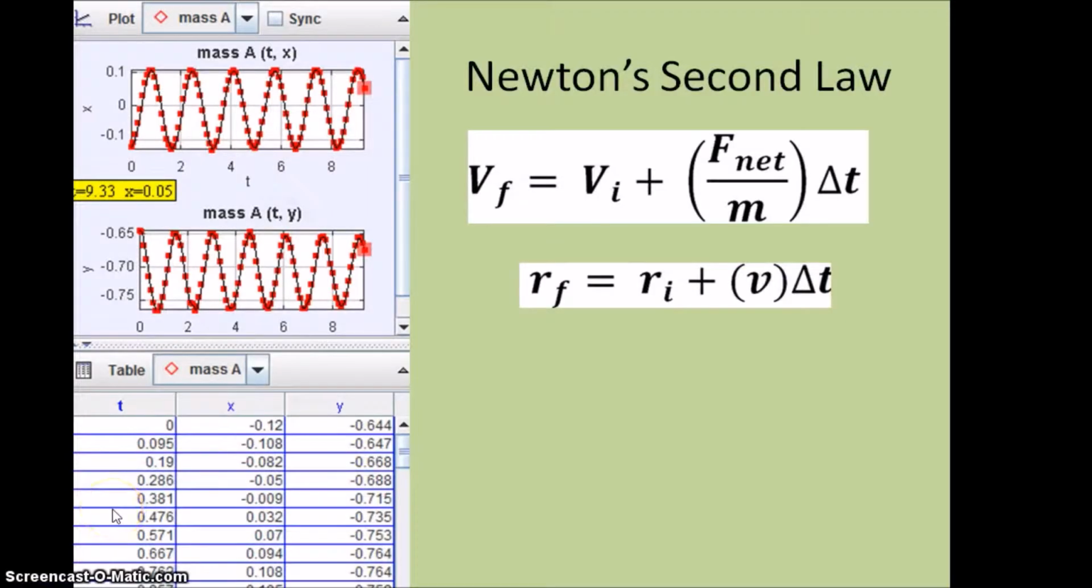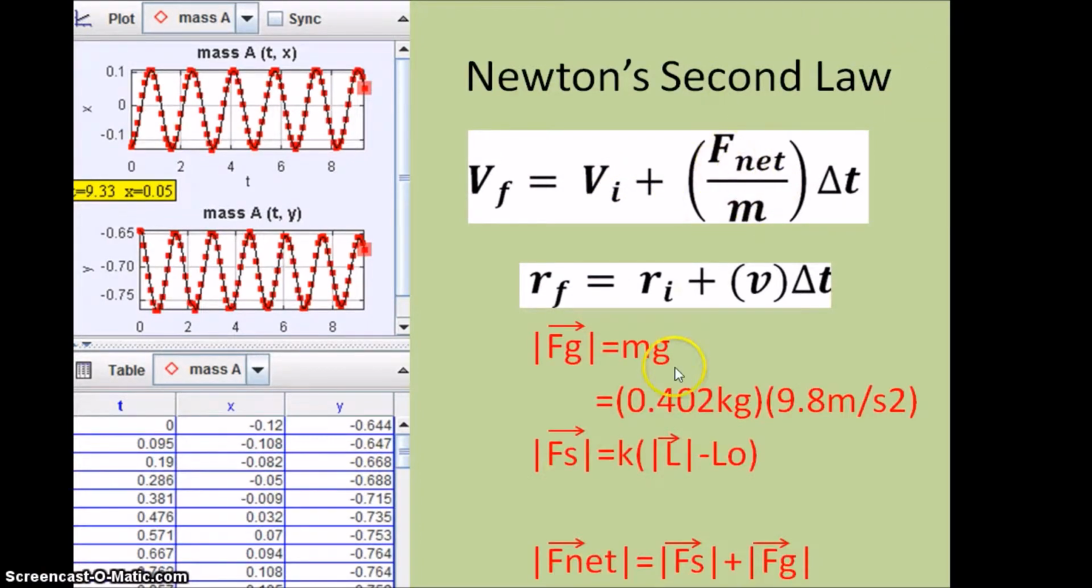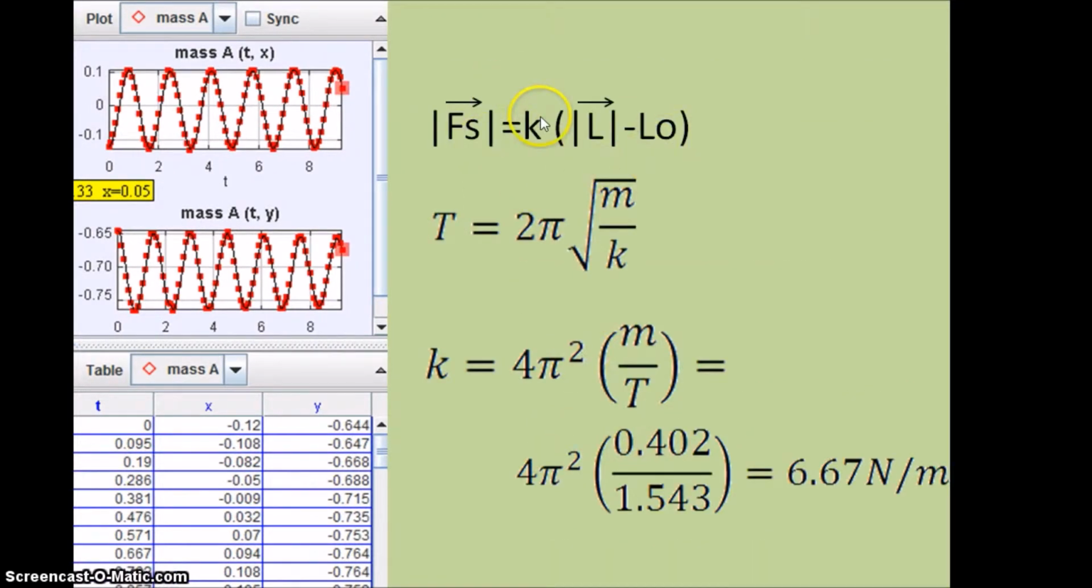To model this same motion with the computer, we need to start from the same initial conditions and then use Newton's second law. Initial position we can get from the first data point in Tracker, and since we know that the mass started at rest, initial velocity is 0. To determine F net, we need to determine the spring force. The spring constant, k, we can get from the period equation.